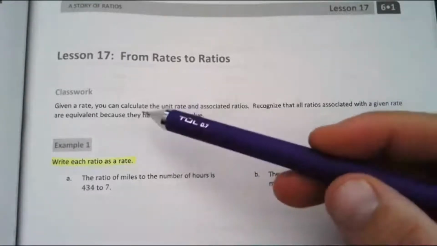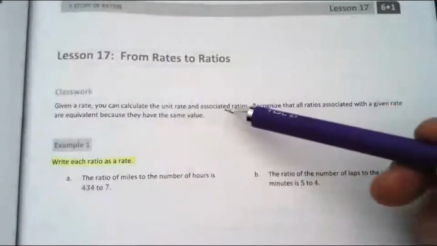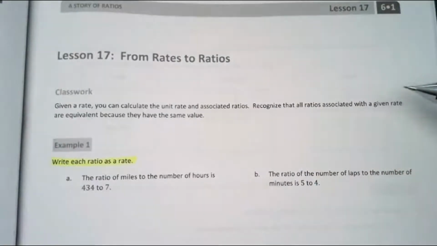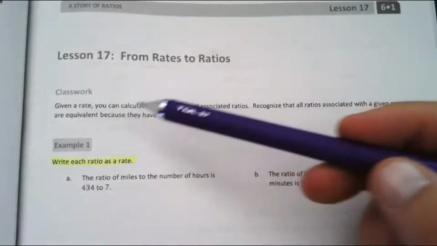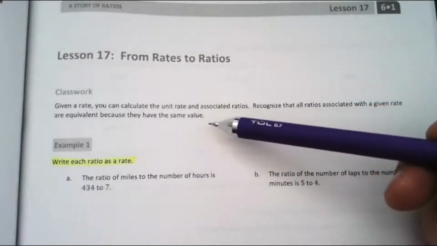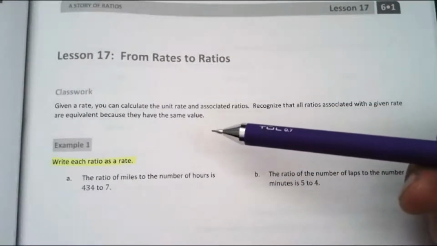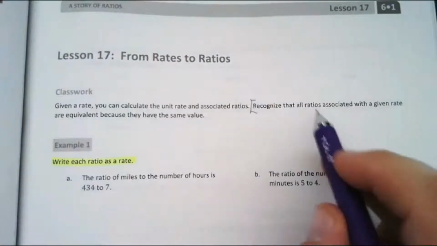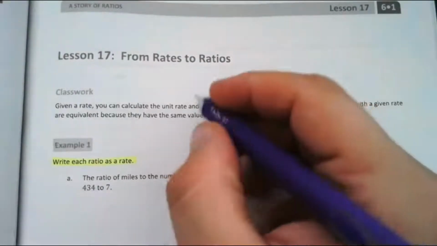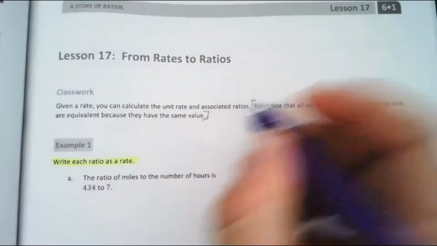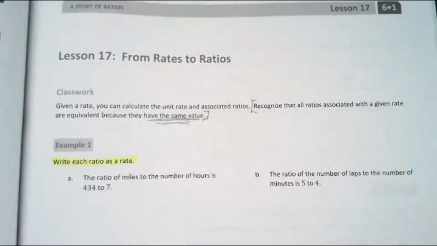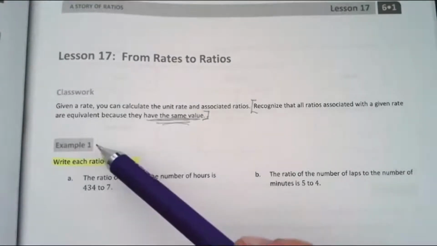Given a rate, you can calculate the unit rate in associated ratios. Recognize that all ratios associated with a given rate are equivalent because they have the same value. Okay, key phrase there. So make sure you're understanding this. Recognize that all ratios associated with a given rate are equivalent because they have the same value. Same value. That is important.